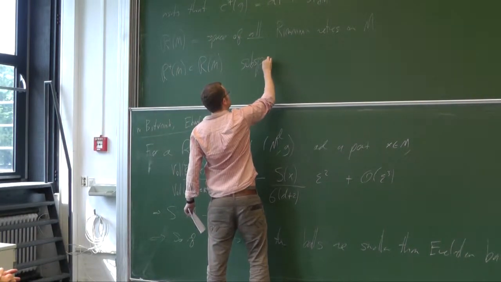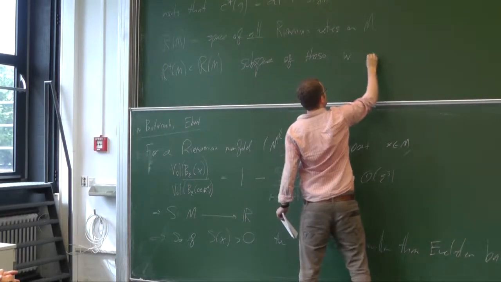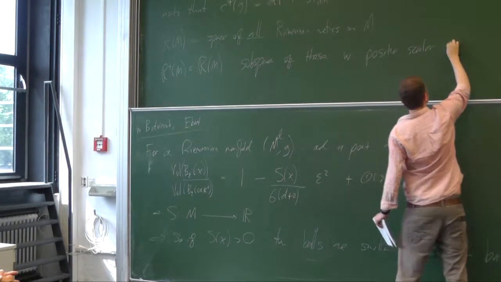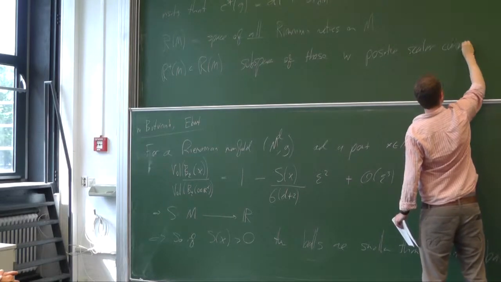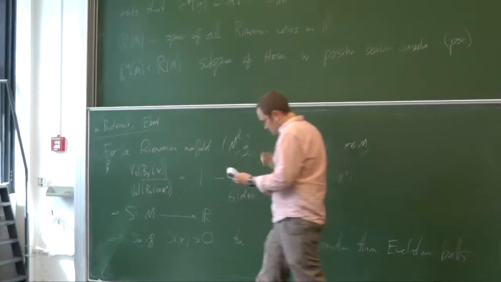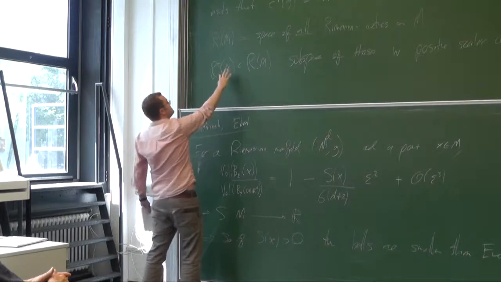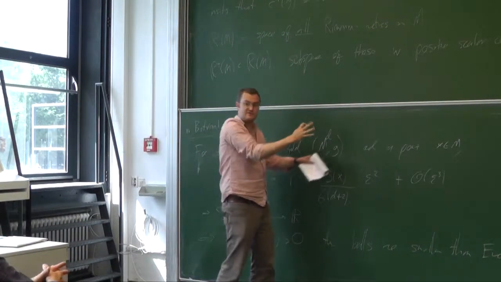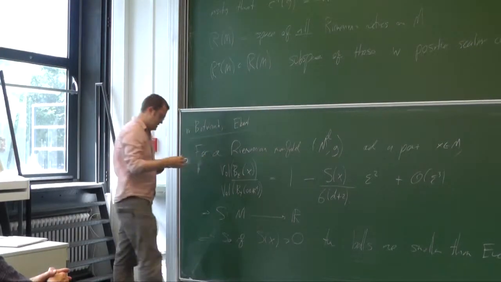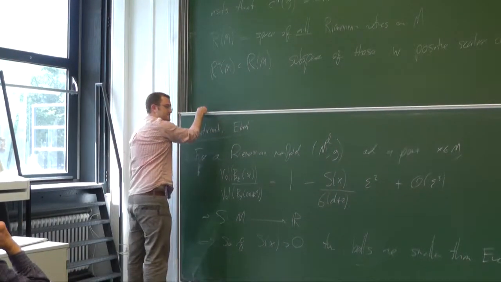Subspace. Those with positive scalar curvature. Okay, so that's my definition. So remember, if M has boundary, all my metrics have to be a product on the boundary. That goes without saying, always. So these necessarily are as well. And again, this space might be empty.